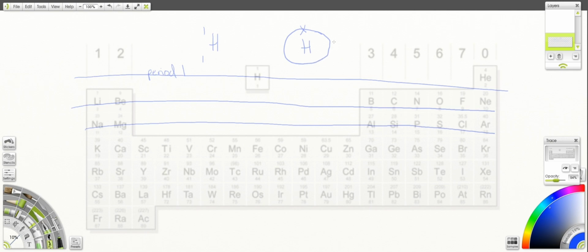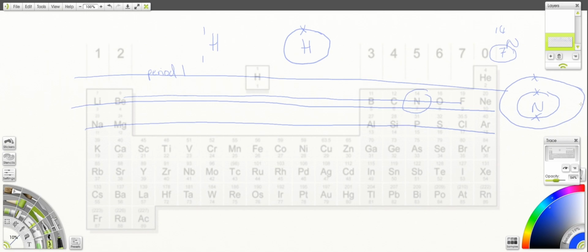So if you look at hydrogen in period 1, how many electron shells does it have? 1. Now we're going to take something from period 2. Let's go with nitrogen. Nitrogen has a top number of 14 and a bottom number of 7, and it's in period 2. So let's draw nitrogen. We're looking at the bottom number because that's the number of electrons, so it's 1, 2, we'll draw the next shell, 3, 4, 5, 6, 7 in total.